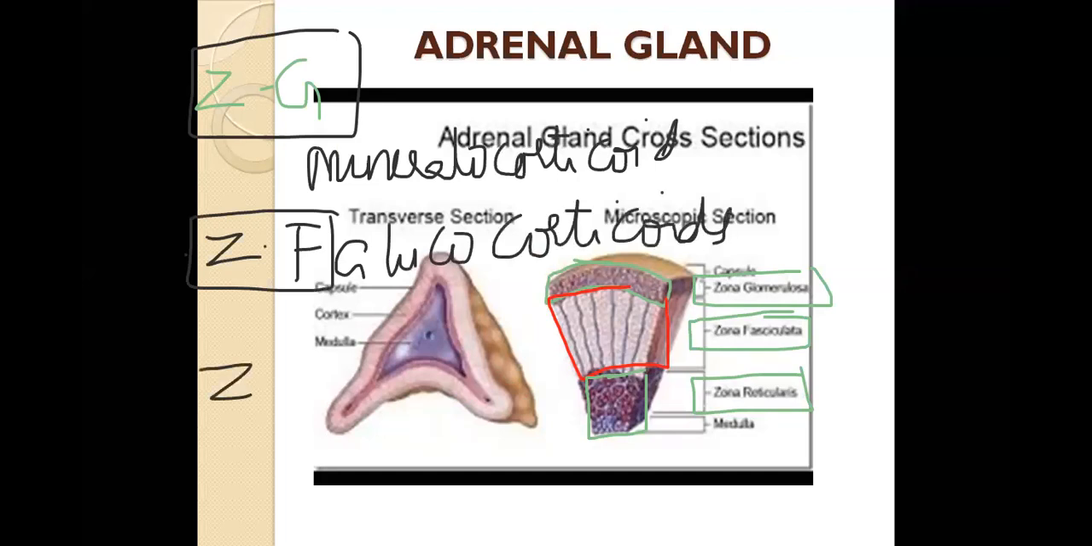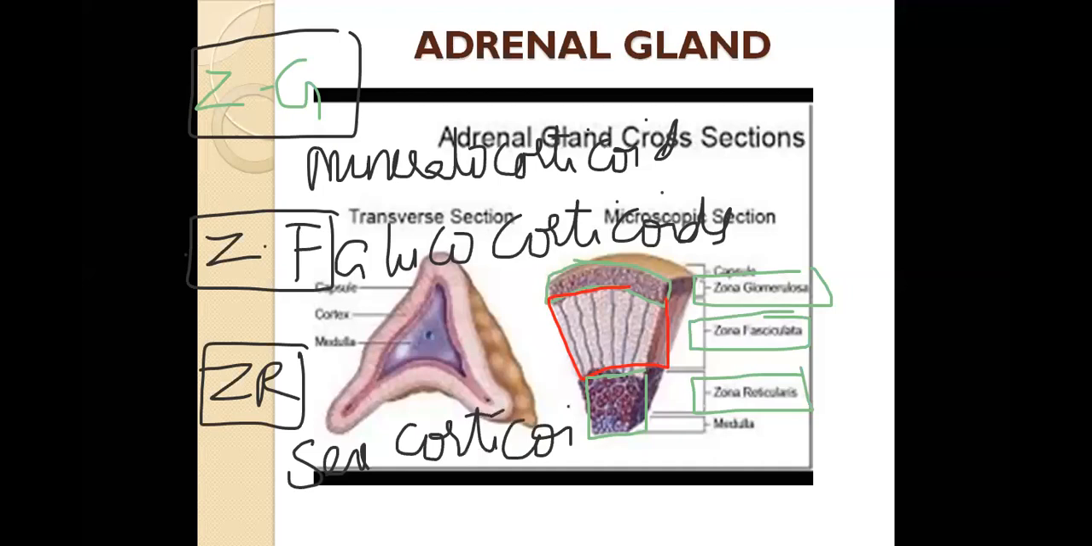Next, zona reticularis is going to secrete sex corticoids. Okay, so why am I making you remember this? We're going to learn this, but why? Because the questions will come like this.